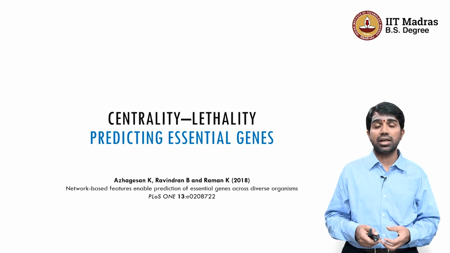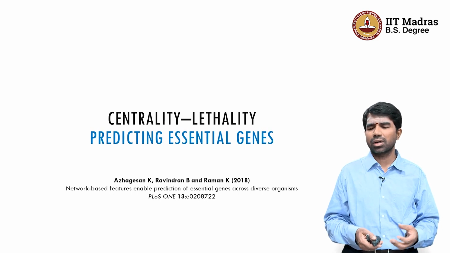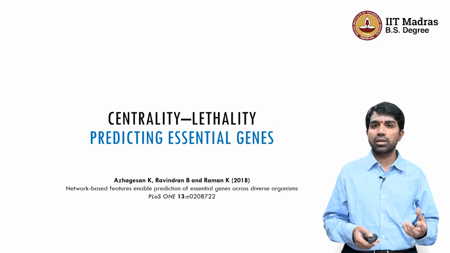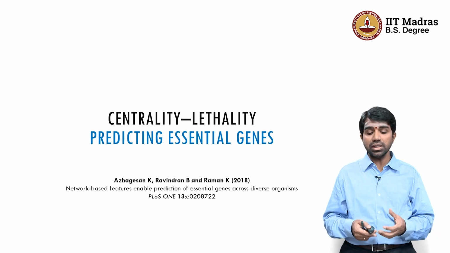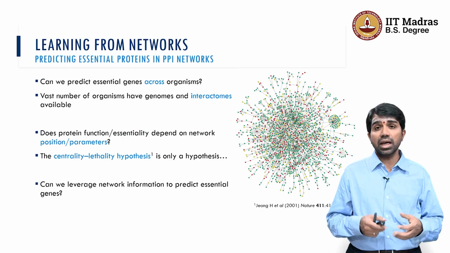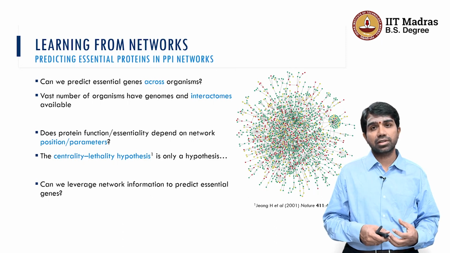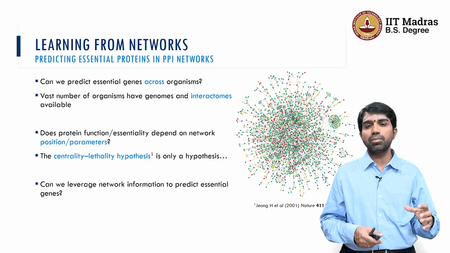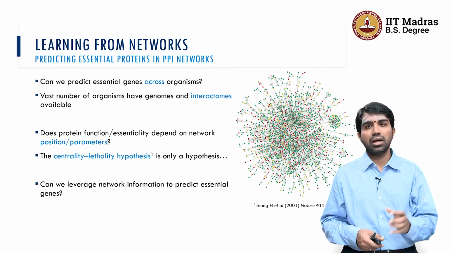There is essentiality data available for a bunch of organisms, at least 27 organisms, or maybe I think it's 31, but only some of them had networks available. So this is in the database of essential genes. So we'll see what is our approach. The question is, can we predict essential genes across organisms? Can you learn patterns? And so one way is to simply say that centrality is lethality. Higher the centrality, higher the lethality.